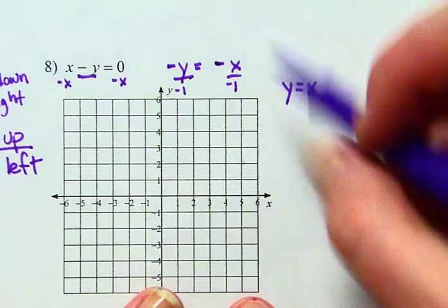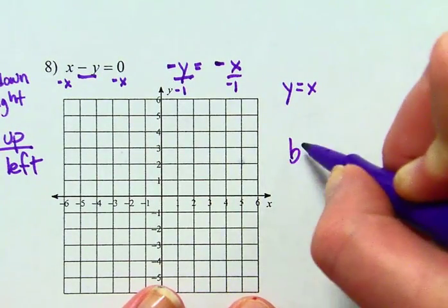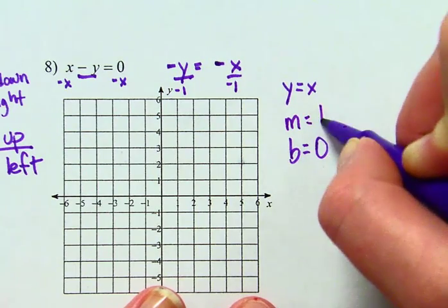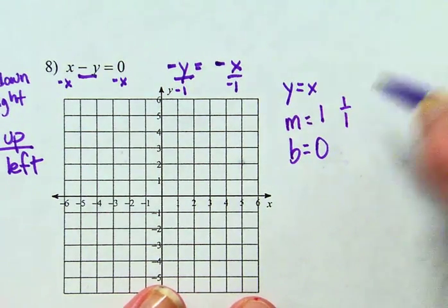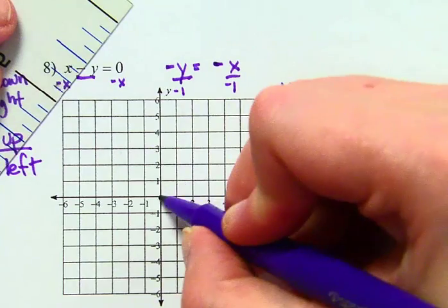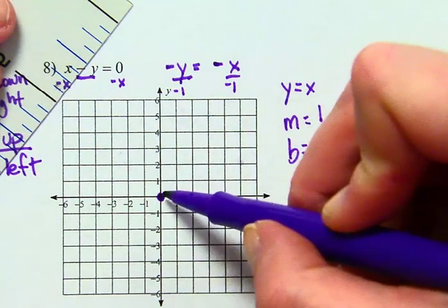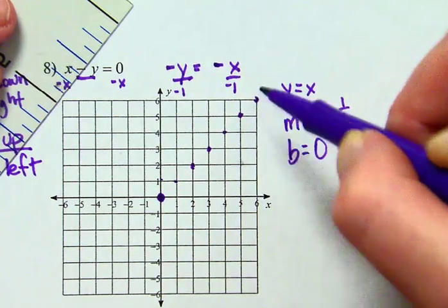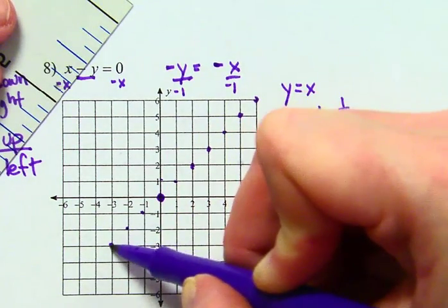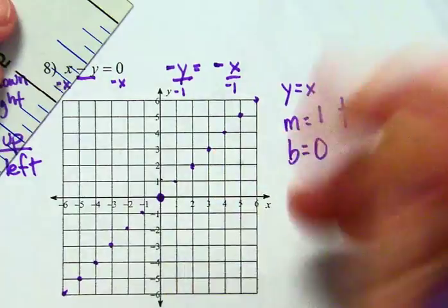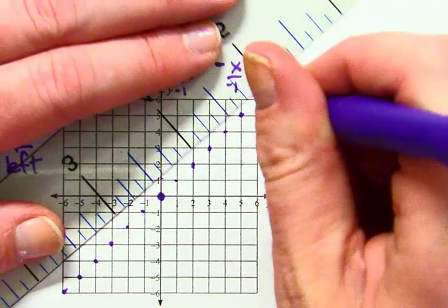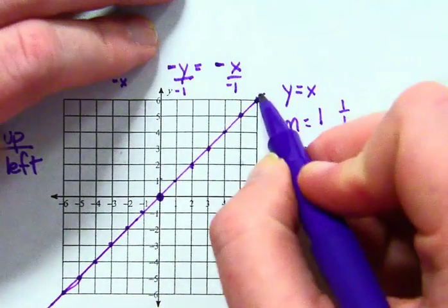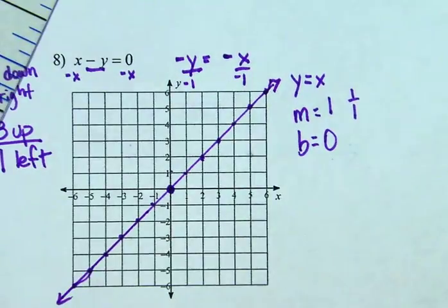So it looks like I have no y-intercept. That's a 0. I have an x. My slope is 1. That means I rise 1 and I run 1. So I start here, 0. It's the origin. Rise 1, run 1, and repeat. Done.